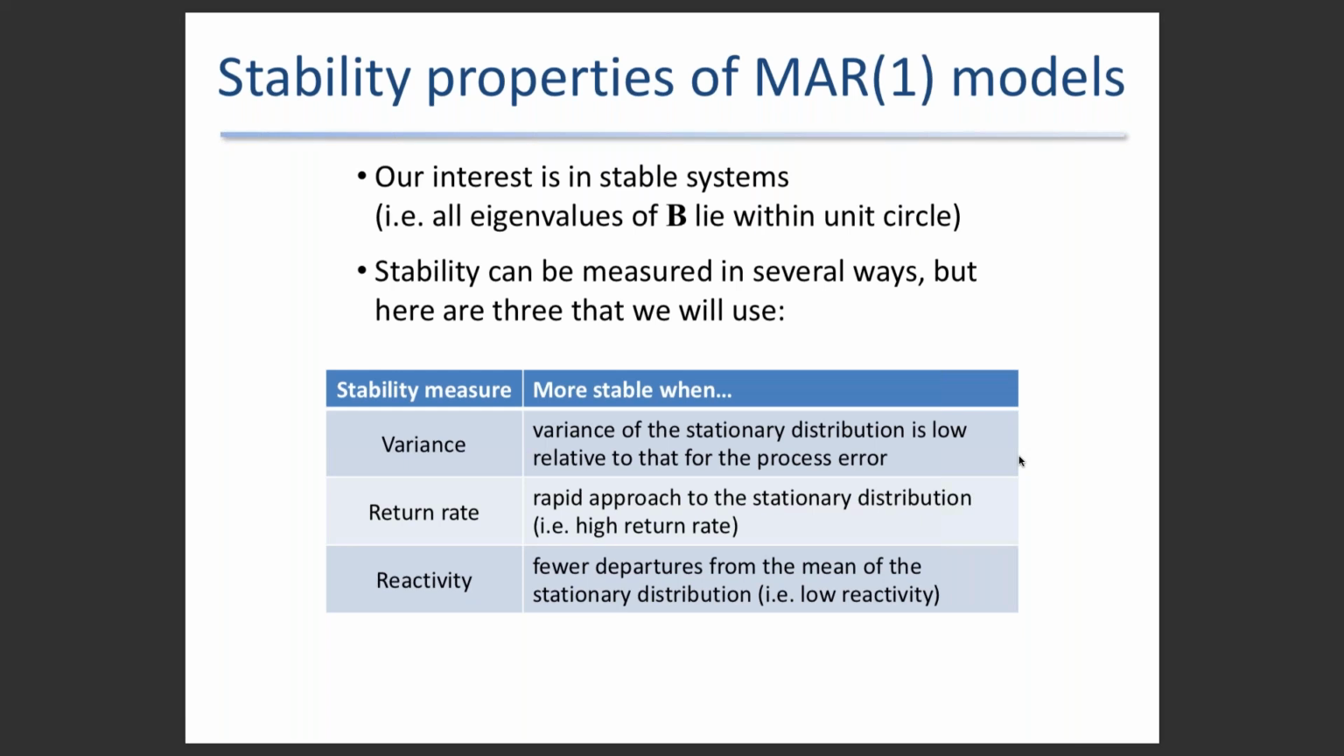Let's start with the middle one, that's kind of the easiest one: return rate. You perturb the system. How fast does it return back to the equilibrium? Then reactivity: when you perturb it, how easily does it move away? Do you have to really give it a pretty good smack? Or do you make a small change and the whole thing just blows up and does something different for a while until it returns back to equilibrium?